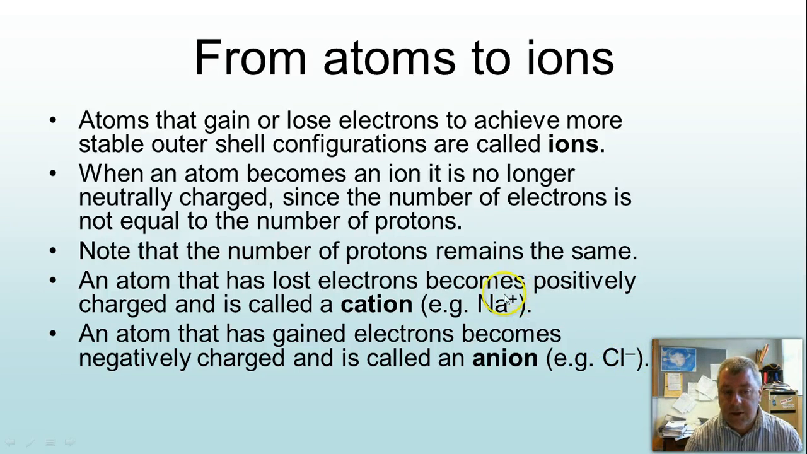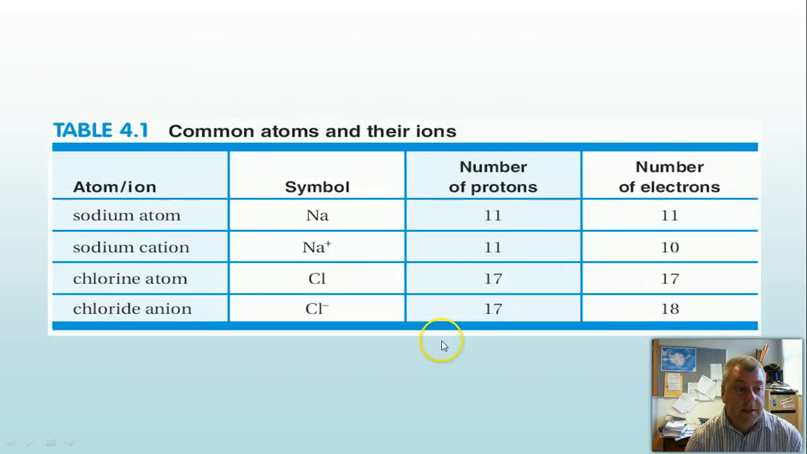Now, we're not limited to just +1 and -1. Atoms can gain or lose 2 or 3 electrons. So we could have +2, -2 ions. So here's a couple of examples.